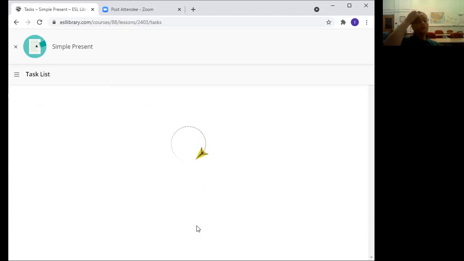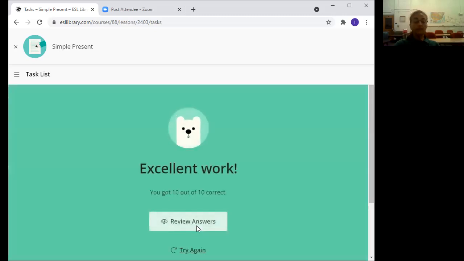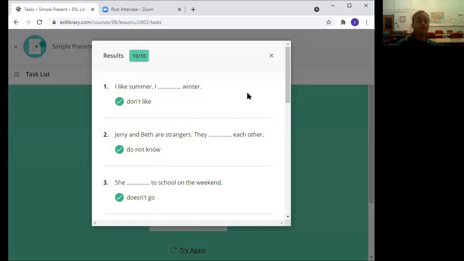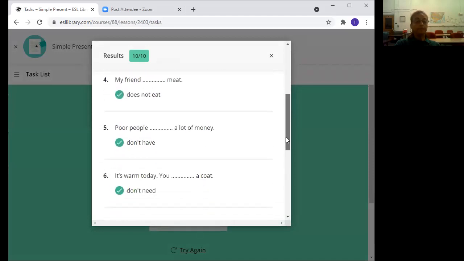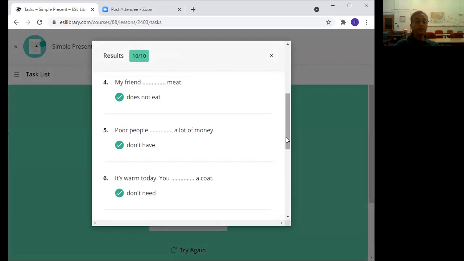So let's take a look at what we have done here, if we have correct answers. And here we go. Sure enough, it's correct. I like summer. I don't like winter. Jerry and Beth are strangers. They do not know each other. She doesn't go to school on the weekends. My friend doesn't eat meat. Poor people don't have a lot of money. It's warm today. You don't need a coat.